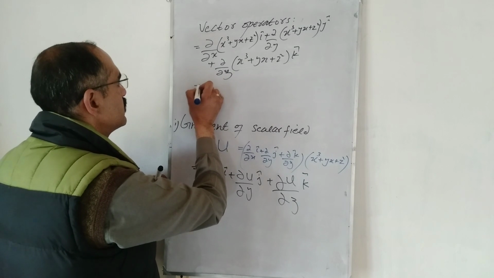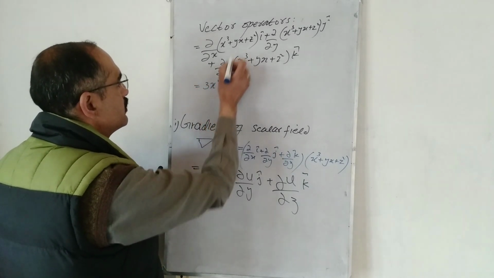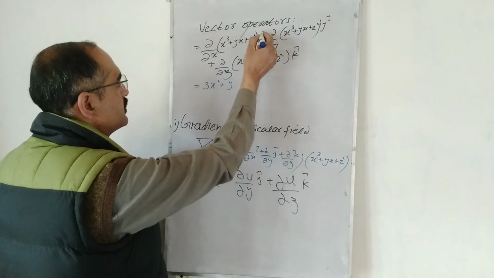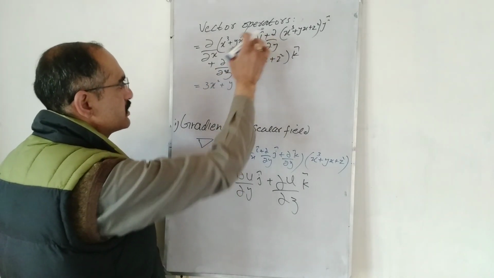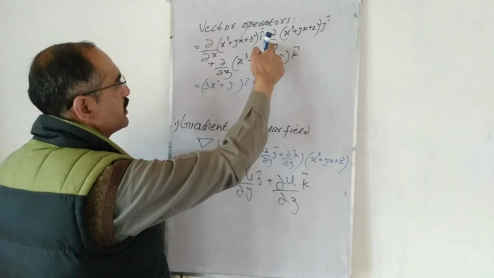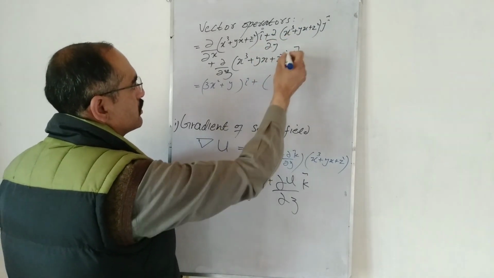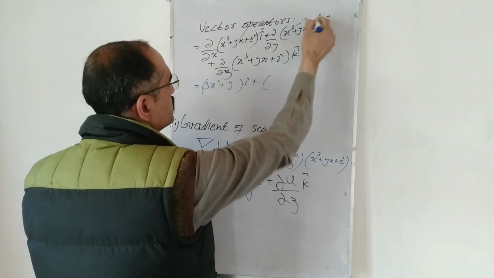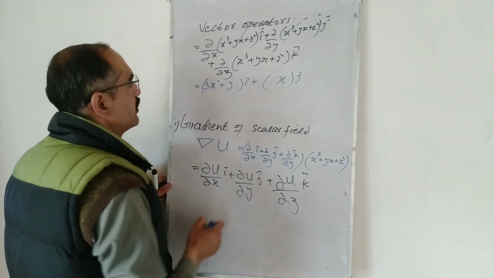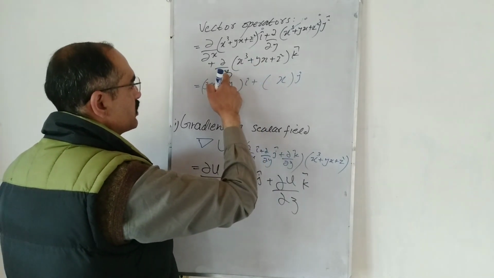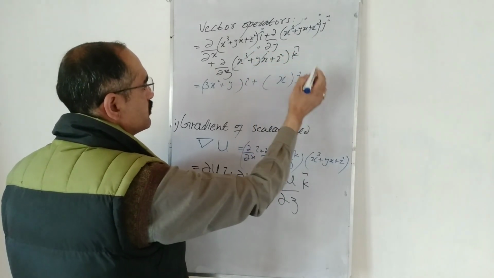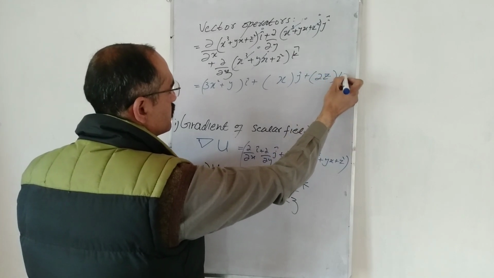So this becomes 3x square plus y, and the z term becomes 0 because there is no x in it, times i cap, plus now the partial derivative of this scalar field with respect to y, where this becomes 0 and this becomes 0, just x j cap, plus the partial derivative of this scalar field with respect to z, where this is 0 and this is 0, 2z k cap.